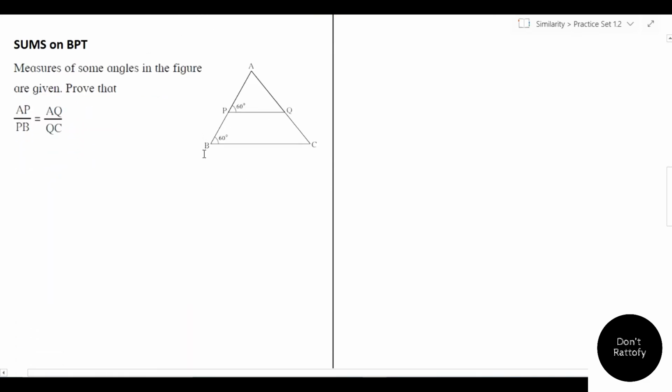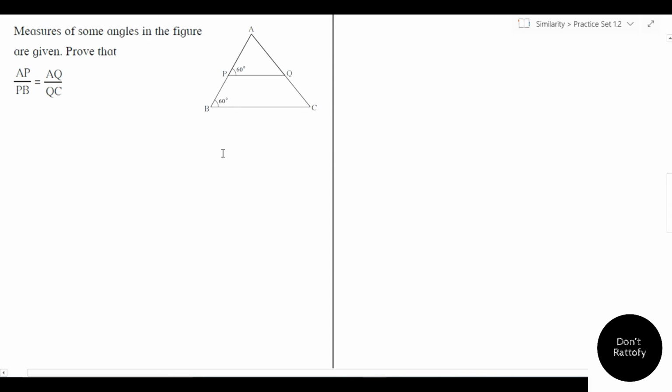Fine. So what next we will be doing is we try to solve sums on the basic proportionality theorem. We have two sums here. The first sum is on the basic proportionality theorem and the second sum is on the converse of the basic proportionality theorem. We will do the first sum. The first sum says measures of some angles in the figure are given. Prove that AP upon PB is equal to AQ upon QC.